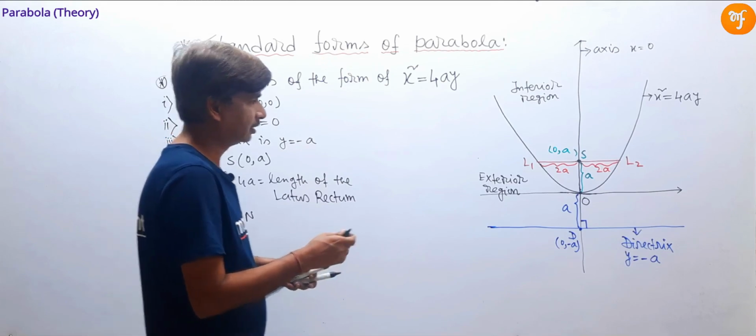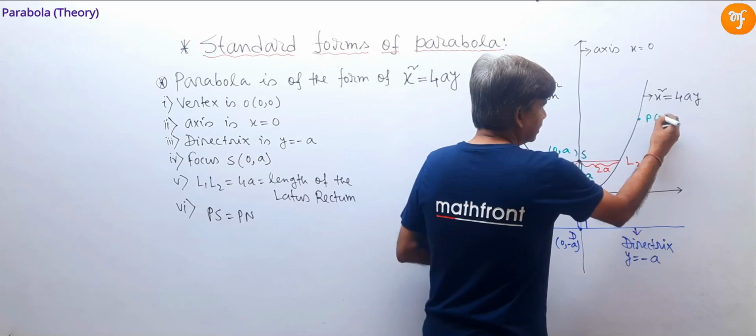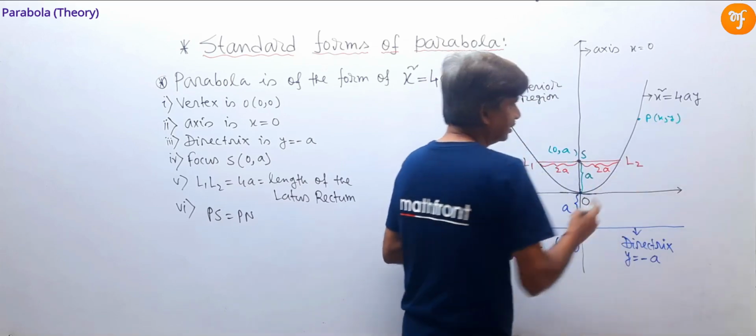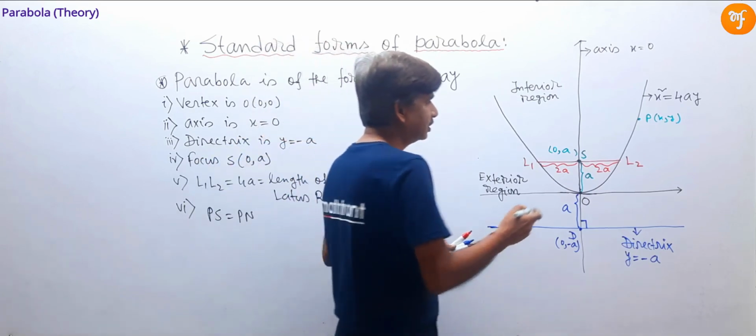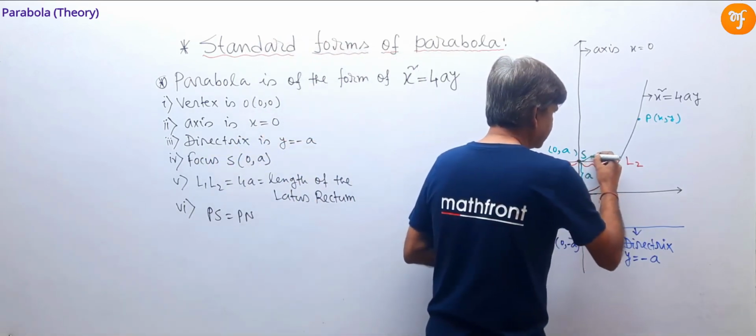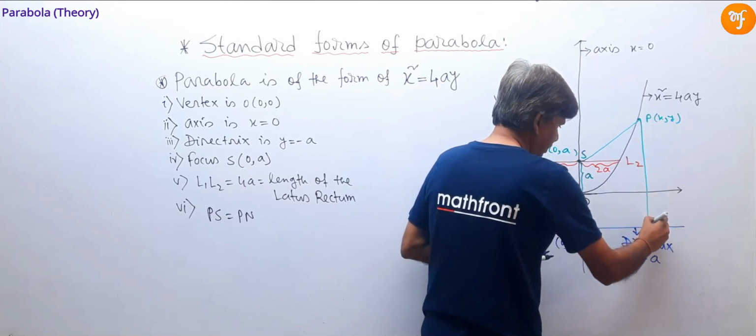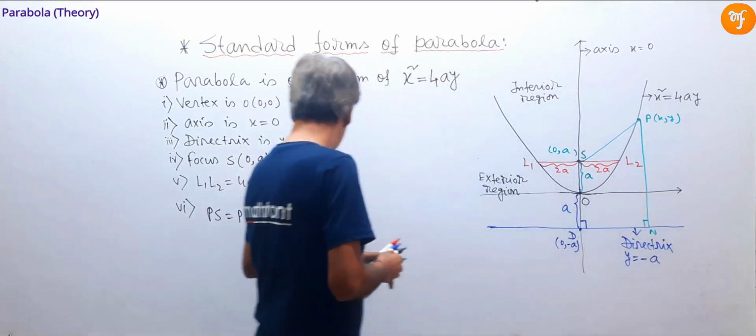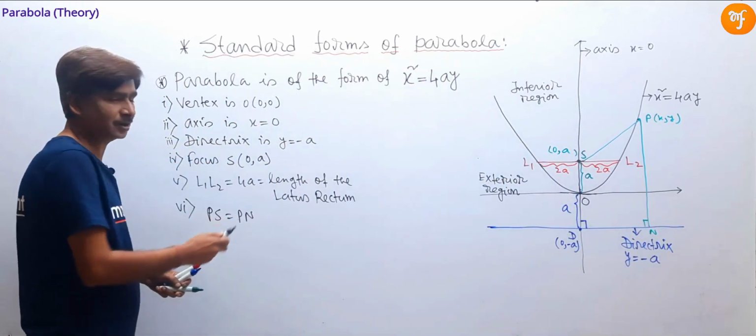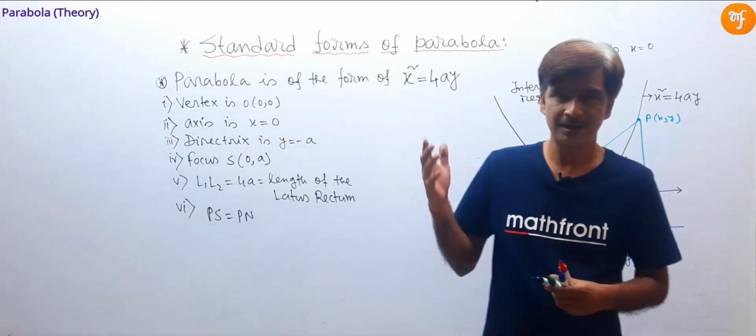Now if we consider any point P on the parabola, the coordinate is x comma y, as it is a moving point. Its distance from the focus, that is PS, should be equal to its distance from the directrix, that is PN. So that is why here also we should write PS is equal to PN. So I think you understand about this parabola.